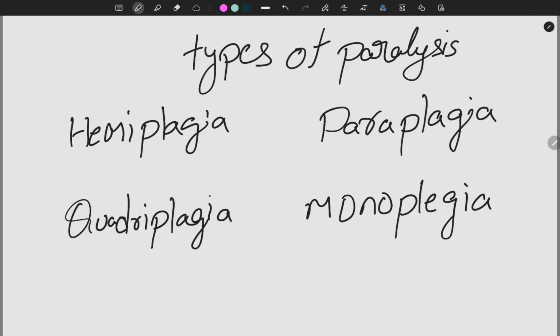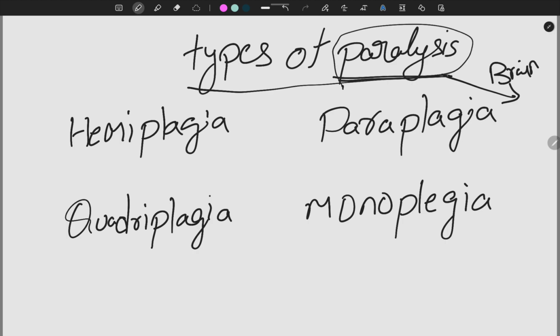So the next one is types of paralysis. What is the main cause of paralysis? Brain injury. When the person has got a head injury, it leads to brain injury, so the person may be at risk for paralysis. In paralysis, we have four types mainly. The first type is hemiplegia.